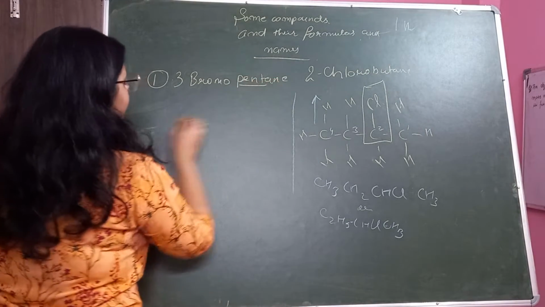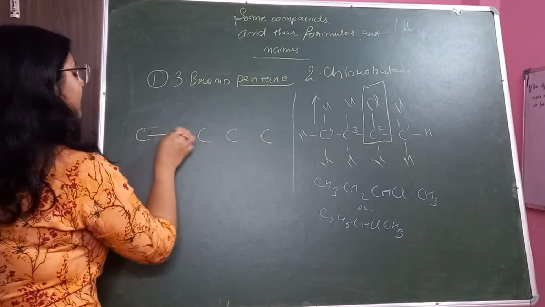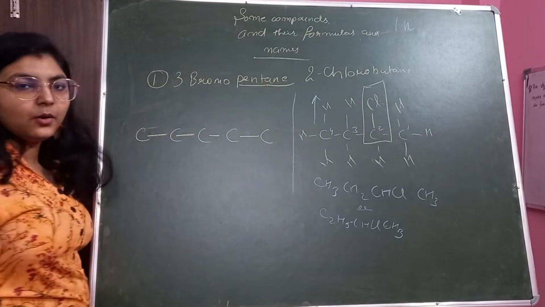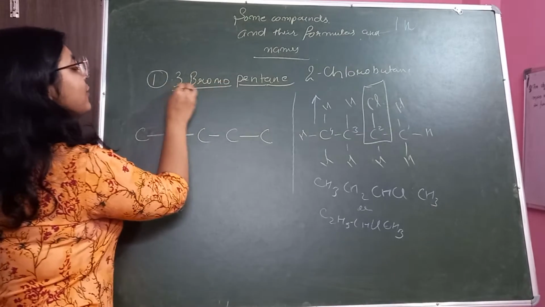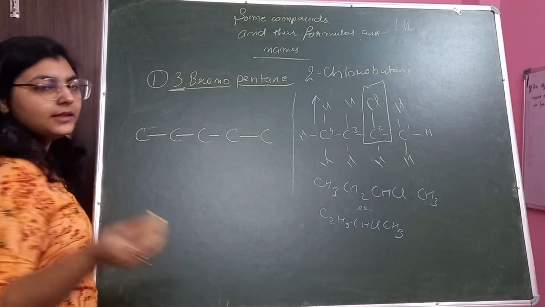First you draw pent, 5 carbons. You attach them by single bonds. Now comes bromo. Where do you have to attach bromo? At the third position. So 1, 2, 3. There is no other possibility.